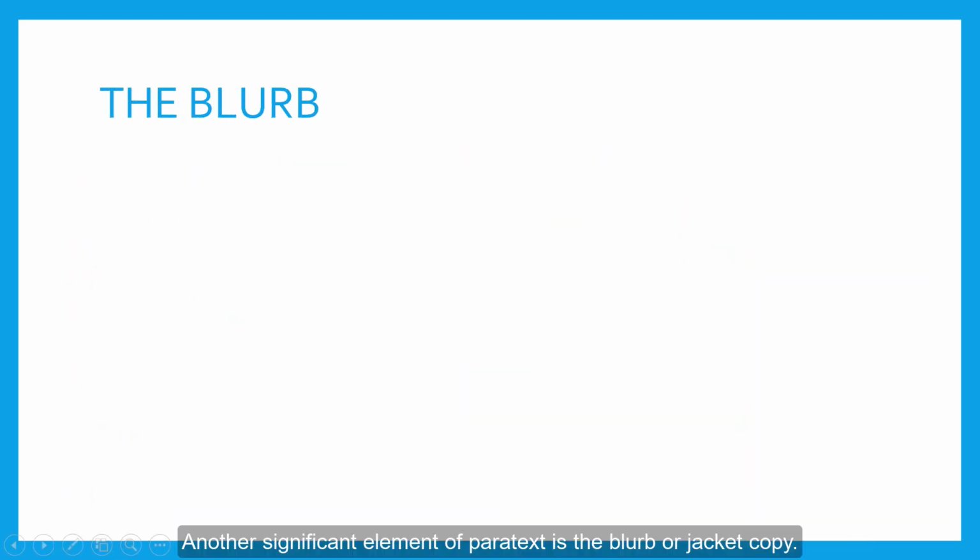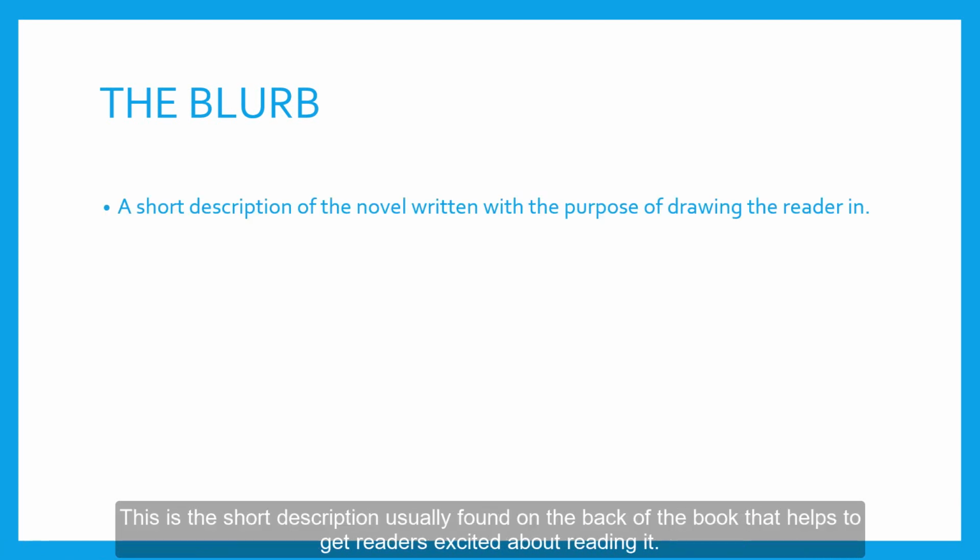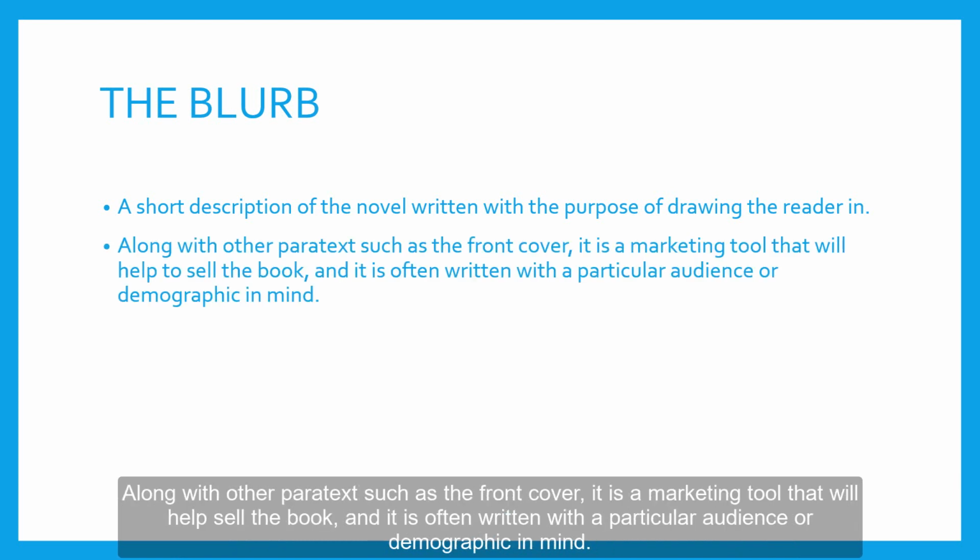Another significant element of Paratext is the blurb or jacket copy. This is the short description usually found on the back of the book. It helps to get readers excited about reading it. Along with other paratext such as the front cover, which is a marketing tool that will help sell the book, it's often written with a particular audience or demographic in mind.